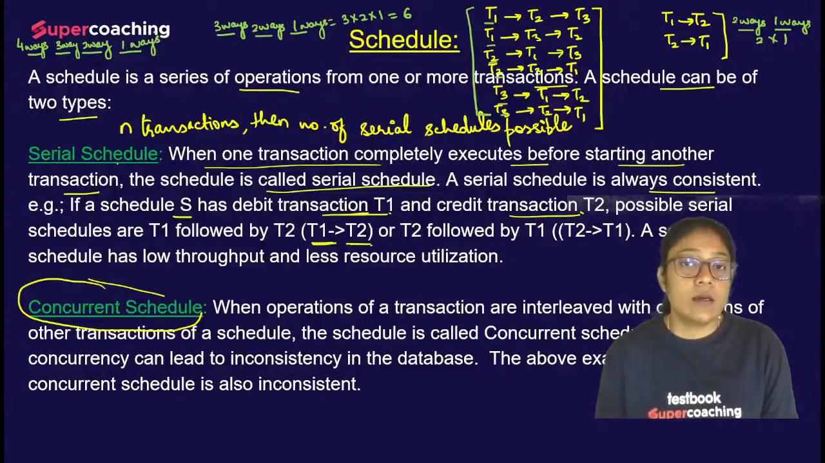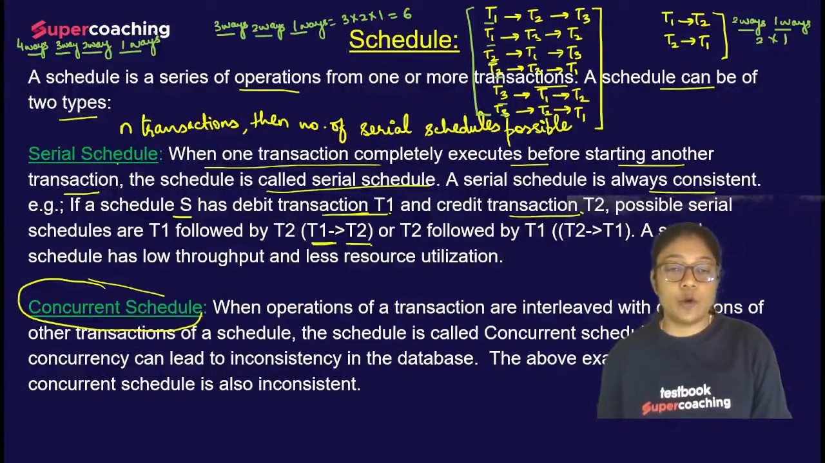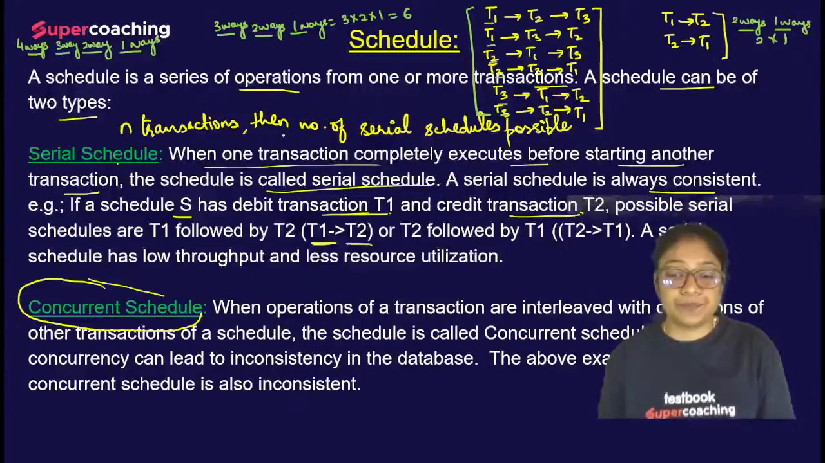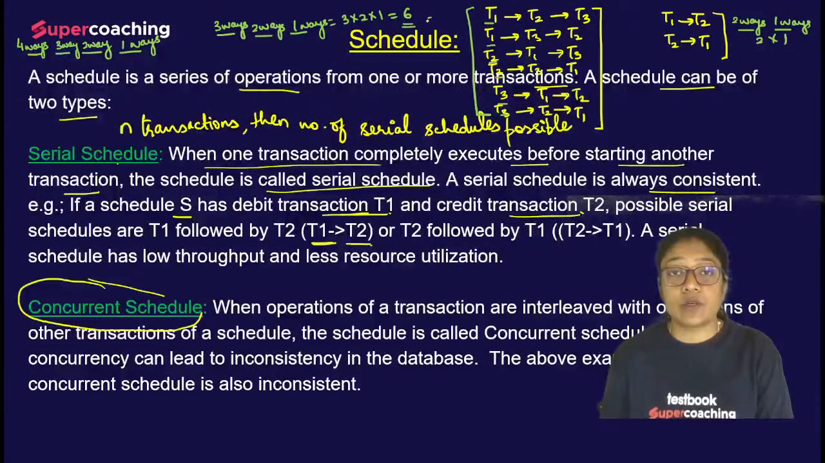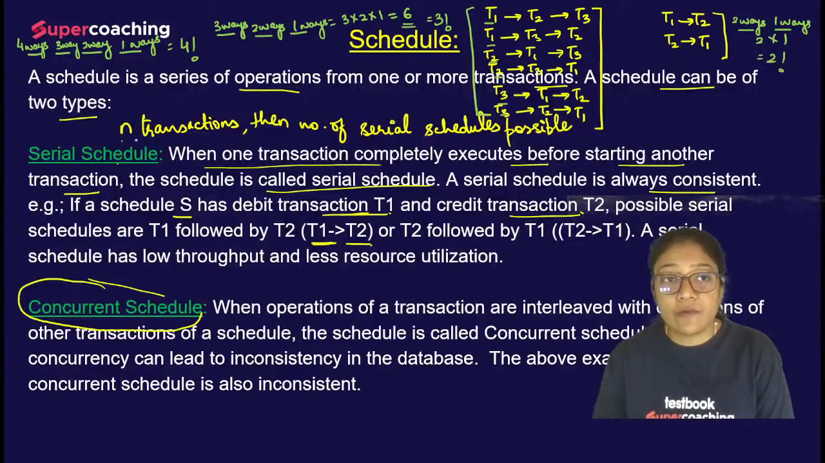So how many serial schedules are possible? I hope that now you must have got the answer. This is nothing but 3 factorial, this is 2 factorial, this is 4 factorial. So if we have n transactions, then the number of serial schedules possible is n factorial.